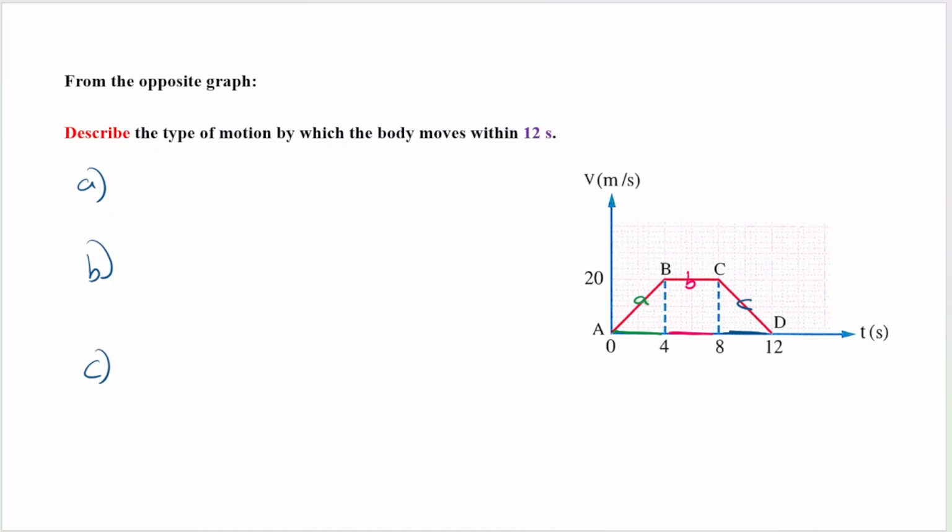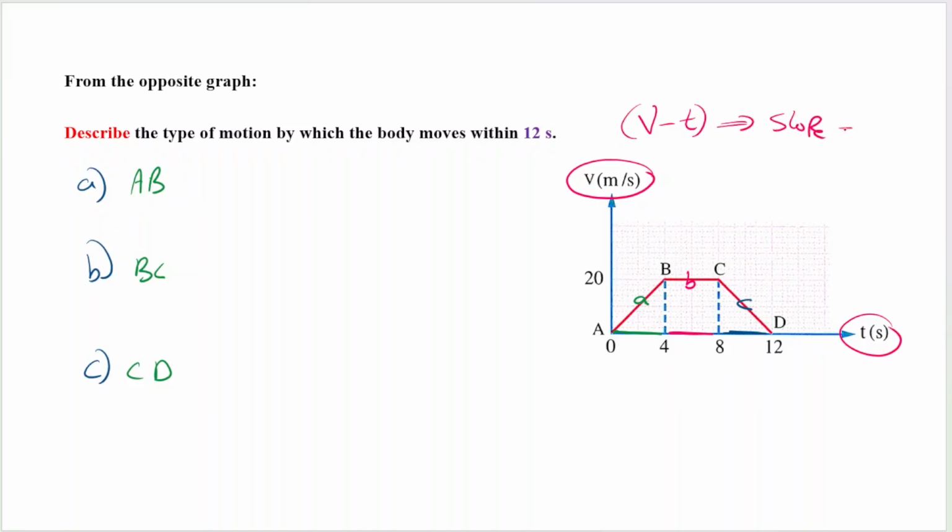Can you see the small letters? A, it is from A to B. B, it's from B to C. C, it's from C to D, okay? As you can see, this is velocity time graph. Since we have velocity time graph, its slope will give acceleration because its slope is equal to delta y over delta x, which is the acceleration.